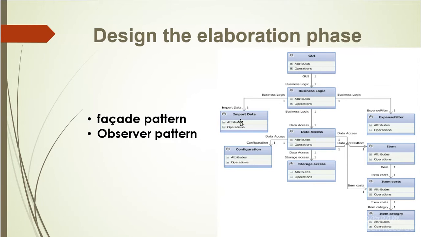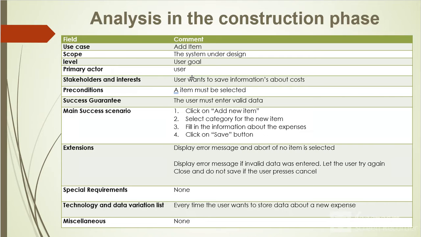By using the facade and the observer pattern, here I have used the class diagram for those patterns. And mainly for the use case diagram, the use case is add item. So the scope is going to be the system under design. We have the user goal, and also the main success scenario: click on add new item, select category for the new item, and fill the information of the expenses and click on the save button. There's no special requirement for this.